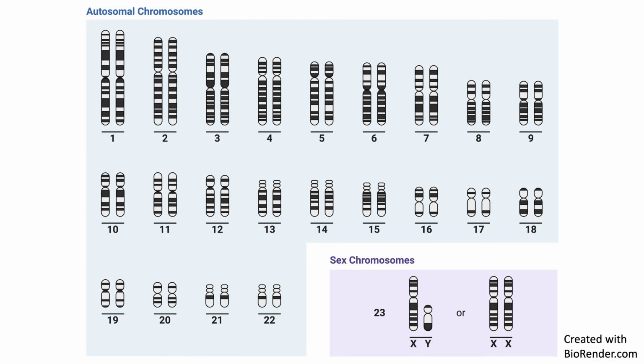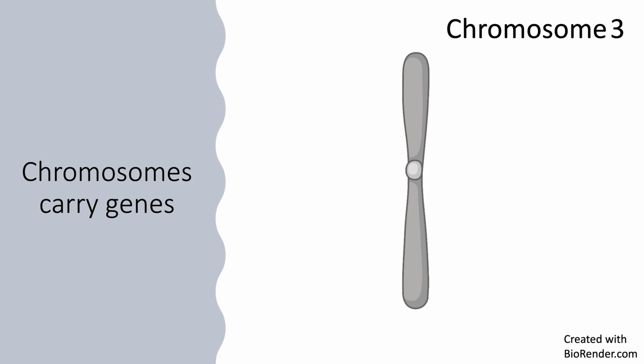And like I said, these pairs, at least the autosomes, are homologous. So for example, these two copies of chromosome 1 are homologous chromosomes. This means that they have the same genes at the same location and the same structure of the chromosome. Let's also remember that chromosomes carry genes. We're going to look at chromosome 3 as an example.